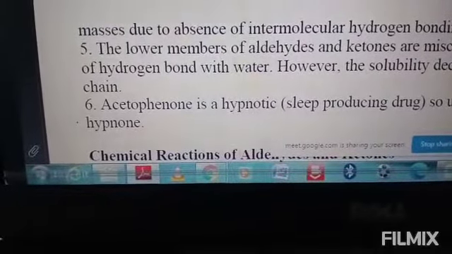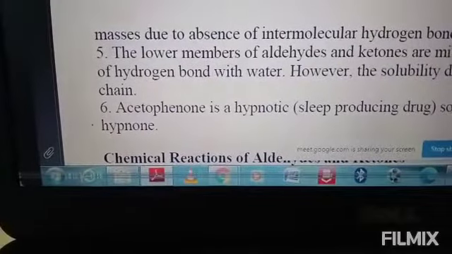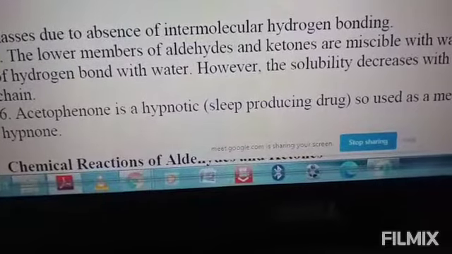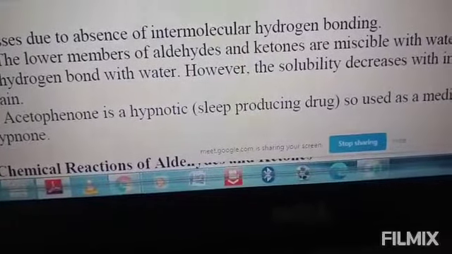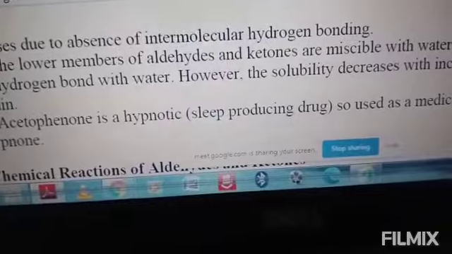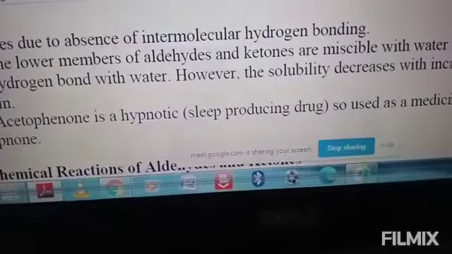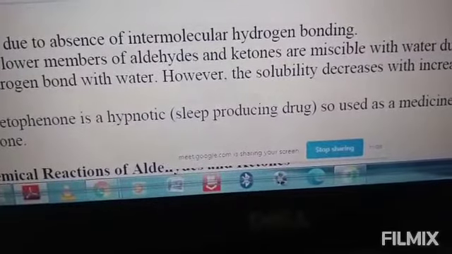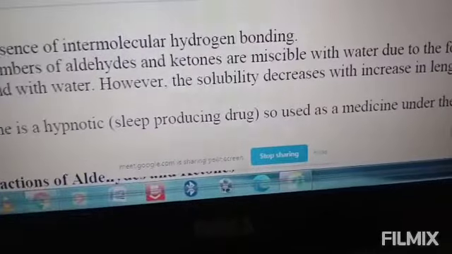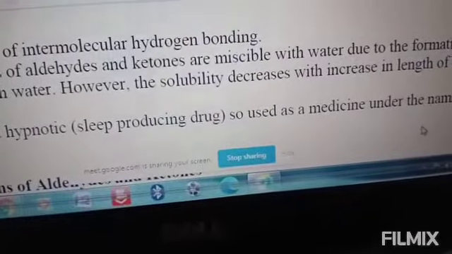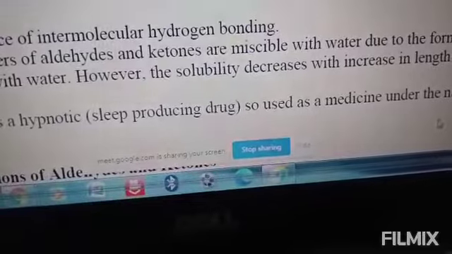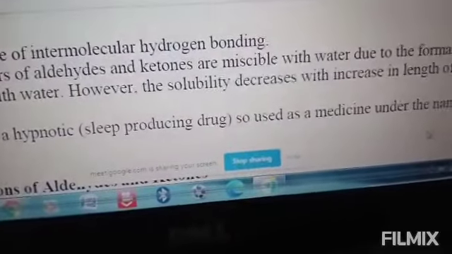This question also we can be asked: lower members are soluble in water, whereas higher members are not soluble in water. For aldehydes and ketones, give the reason like that. So your answer is: the solubility of lower members is because of the formation of hydrogen bonding with water, whereas when the alkyl group increases, alkyl groups are hydrophobic in nature, meaning they do not like water. So if the alkyl groups are increased, automatically the solubility gradually decreases. This is what we have.